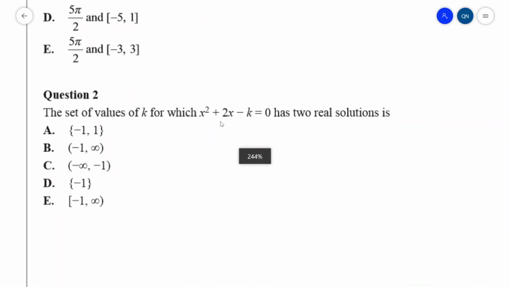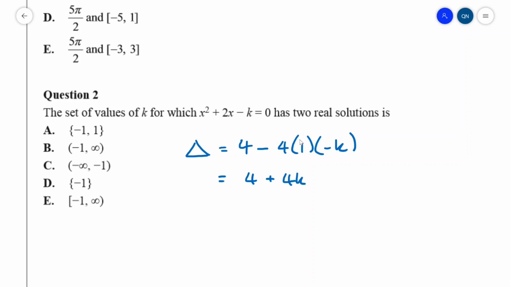Question 2. The set of values for k for which this has 2 real solutions is, well, that's a quadratic. And if we're concerned about the number of solutions, we're taking a look at the discriminant. So what's the discriminant of this? It's equal to b squared, which is 4, minus 4ac. But that's equal to 4 plus 4k. And 2 real solutions means we want this to be greater than 0. And solving this is fairly simple. Let's divide by 4 on both sides, giving us 1 plus k greater than 0. So k is greater than -1. So that means it is going to be option B yet again.